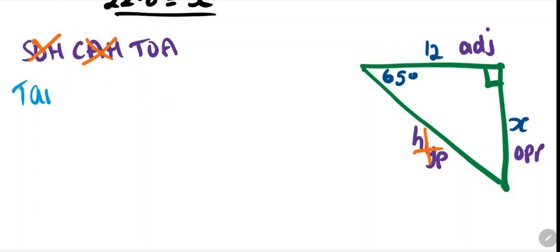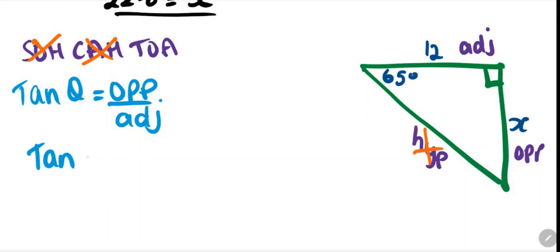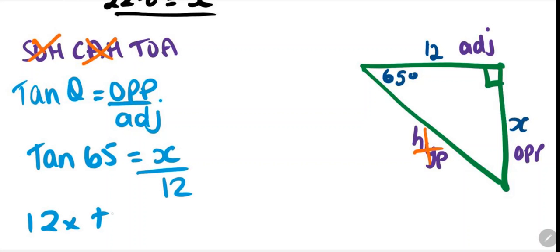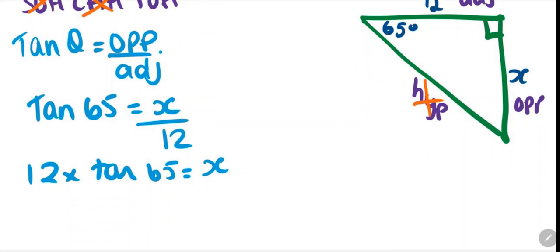So tan theta is equal to opposite over adjacent. Let's substitute in the values. So we have tan of 65 is equal to x divided by 12. So 12 times tan 65 is equal to x. And we can put this in our calculator. 12 times tan 65 and x is equal to 25.7.